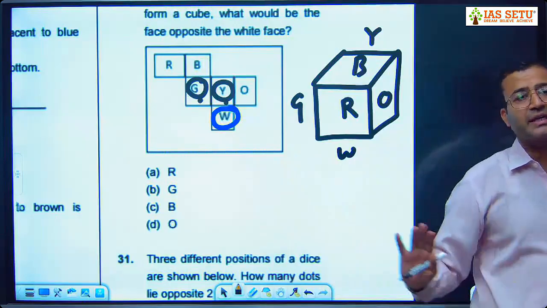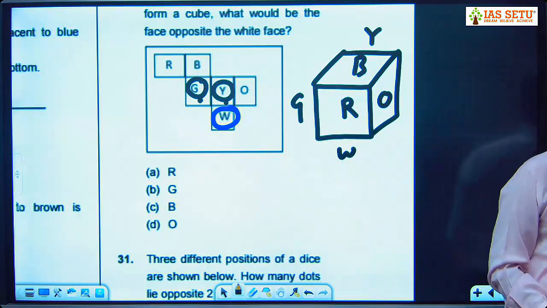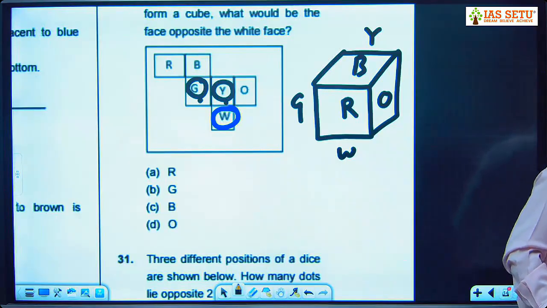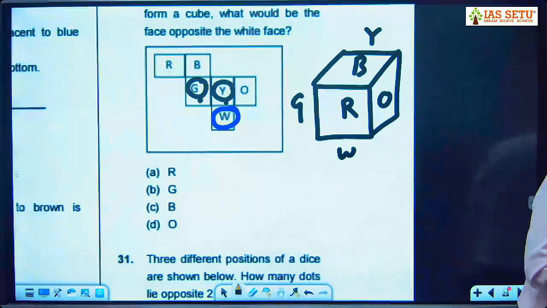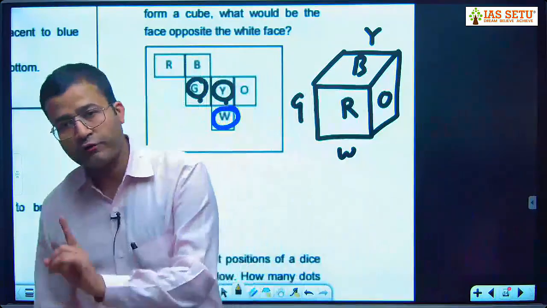But I'm not saying कि this is the only method. This is one of the methods, which is like least preference. I tell you a better method. Okay. See, we have solved each and every question without folding, without rotating.